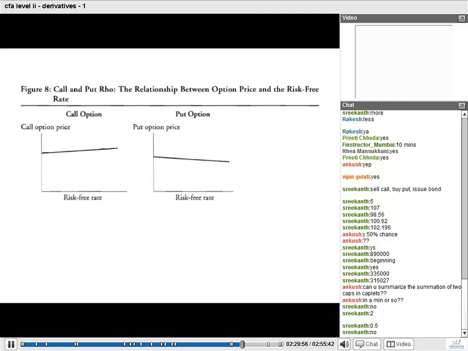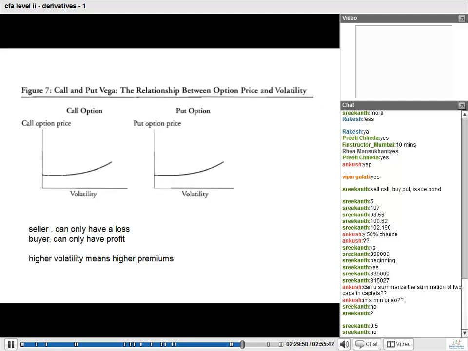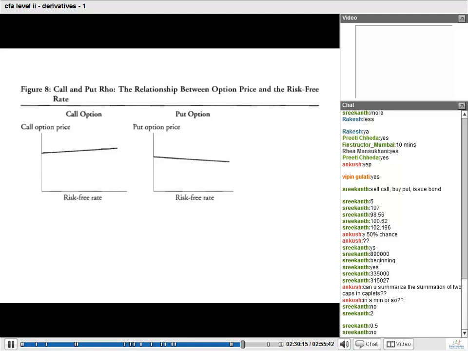So this sensitivity is called vega. Delta is the relationship between the underlying price and the option price or the option premium. Vega is the relationship between volatility and the price of the option or the premium of the option. Rho is the relationship between the option price and the risk-free rate.